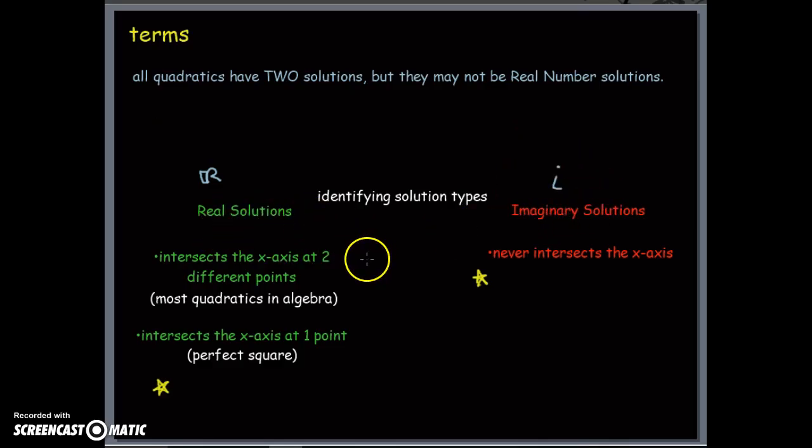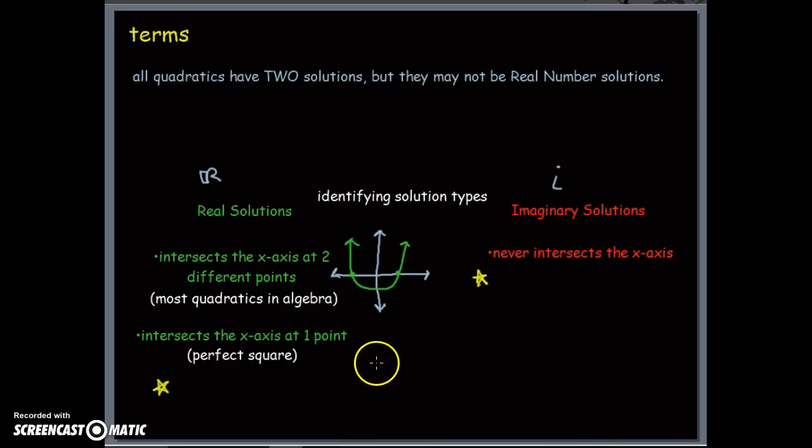Most of the solutions that we'll see will be real number solutions, but there may be times where we get no real solutions because they're imaginary solutions. And I'll show you what the different types look like on a graph. So here's a basic sketch of the most common type of quadratic. Most quadratics, when you graph them on a coordinate plane, will intersect the x-axis at two different places. So there's two different values for x.